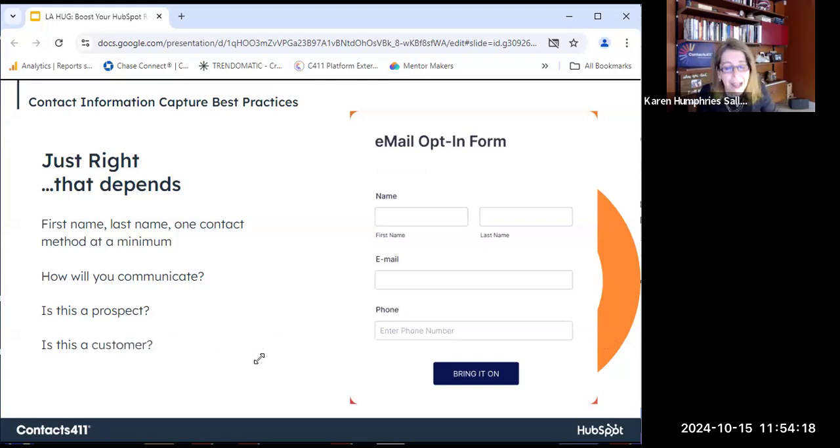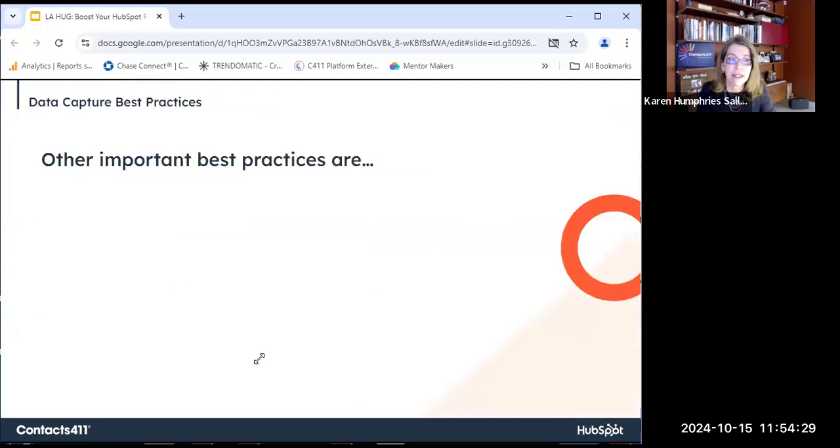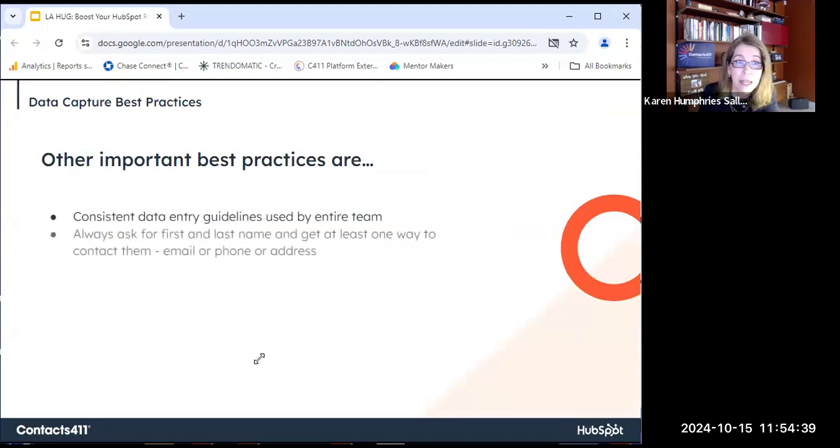Customers absolutely get address. Whether you're shipping to them or not, address is the most important way. It will get you the best match rates and ability to stay in contact. What are some other best practices for data capture? We talked about consistent data entry guidelines. Make sure your entire team knows them and uses them. Always ask for first and last name.